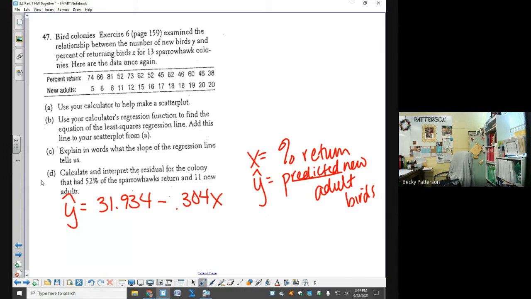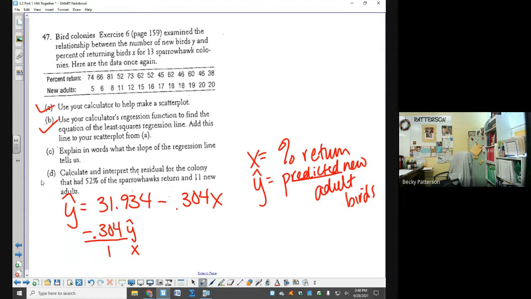Okay, all right, so we did A, we just did B. C says explain in words what the slope of the regression line means. Don't write it, let's just talk. First of all, who's the slope? I'm gonna put it over 1, and then I'm gonna label Y hat X, because it helps me. Now the slope is a moving and a shaking kind of statement. It's a whenever this increases by 1, this happens to this. So, who is X? Percent return.